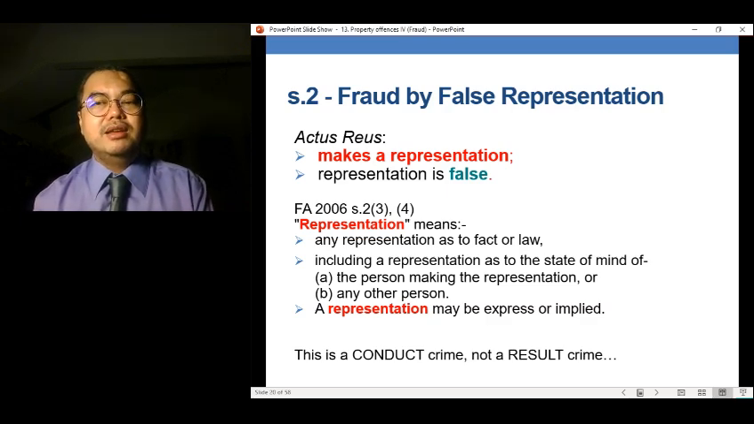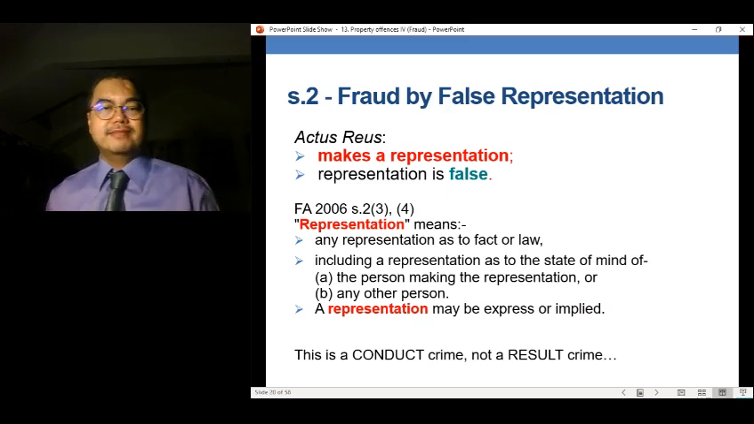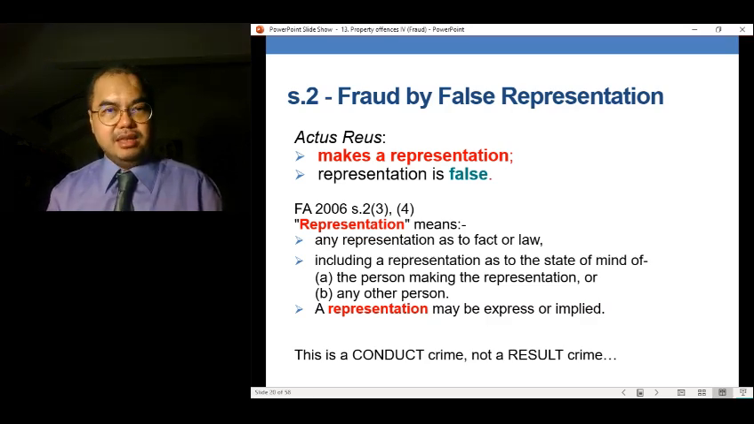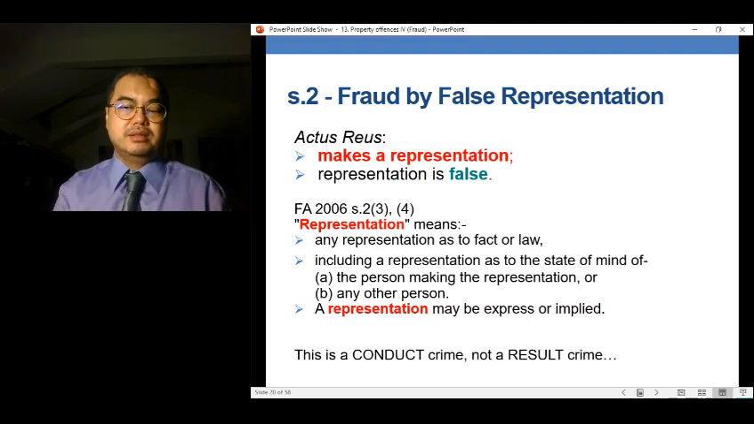Burglary, right? Arguably section 9(1)(a) may not be a result crime because you just enter a building or part of a building as a trespasser with the intention. It is the conduct of him entering the building or part of the building as a trespasser. So for fraud by false representation, you do not need to show any results. You do not need to show that he actually obtained money or any kind of property as a result of the fraud. It's a conduct crime. All you need to show is that he made a false representation and he did so with the necessary mens rea.